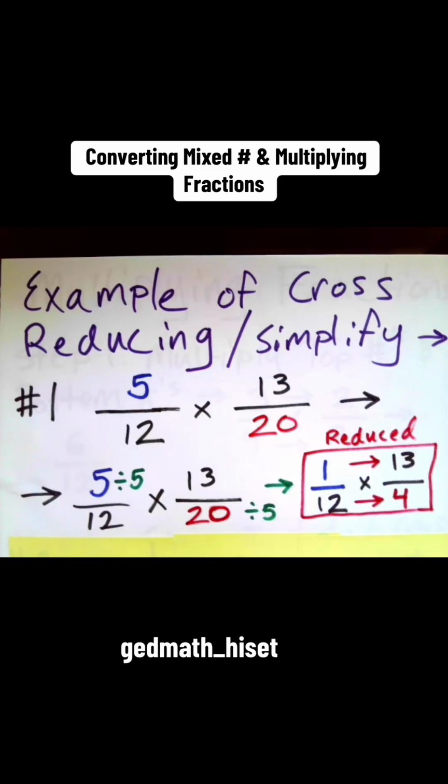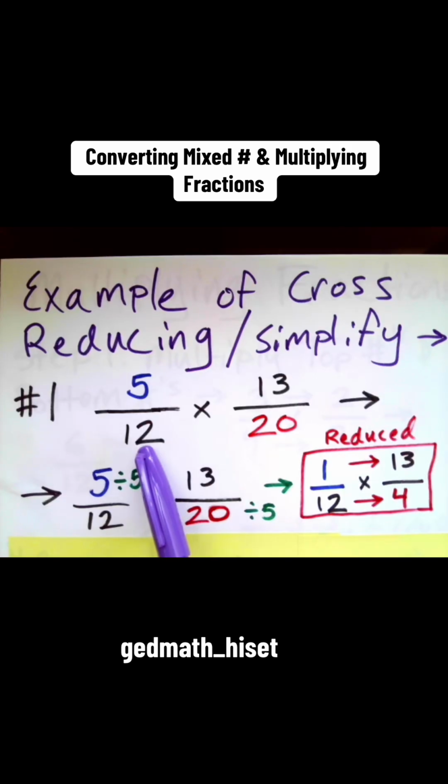So here we got problem number 1. And right now we're not doing any multiplication. I'm just going to show you how to reduce or simplify the fraction prior to multiplying, trying to find the product or the answer to a multiplication problem. So here I say I have 5/12 times 13/20. I'm going to show you how to cross reduce.